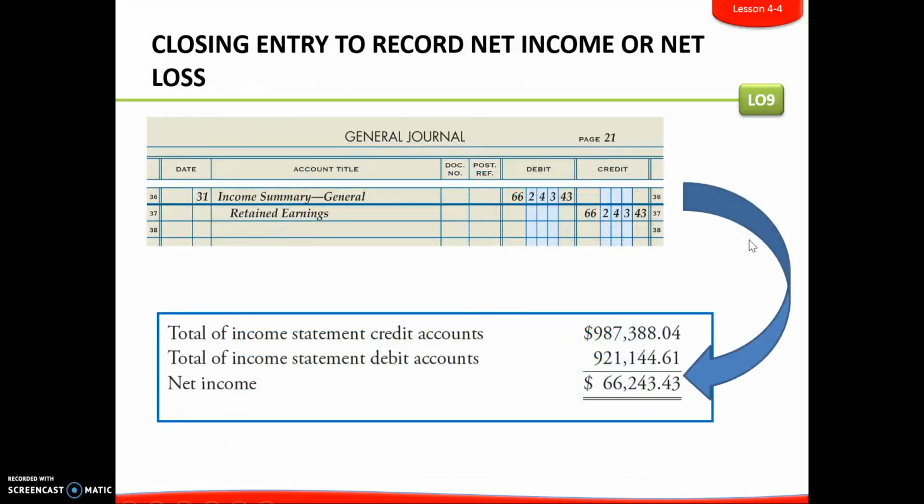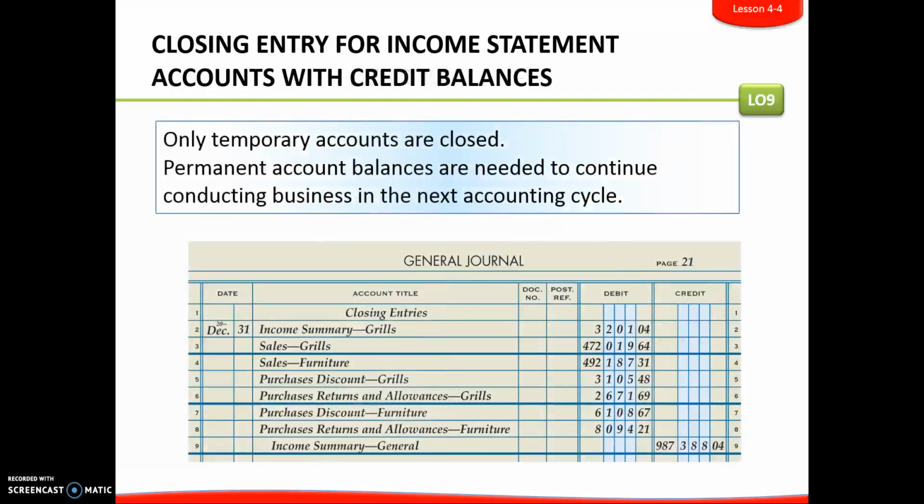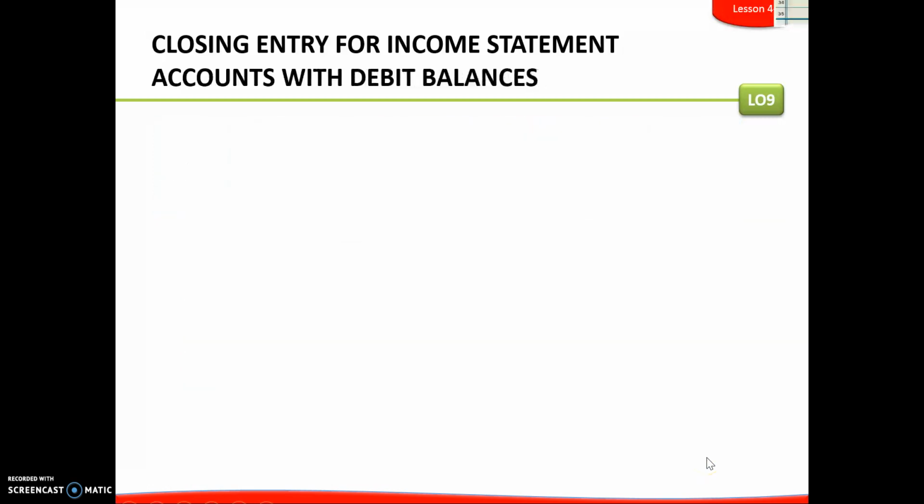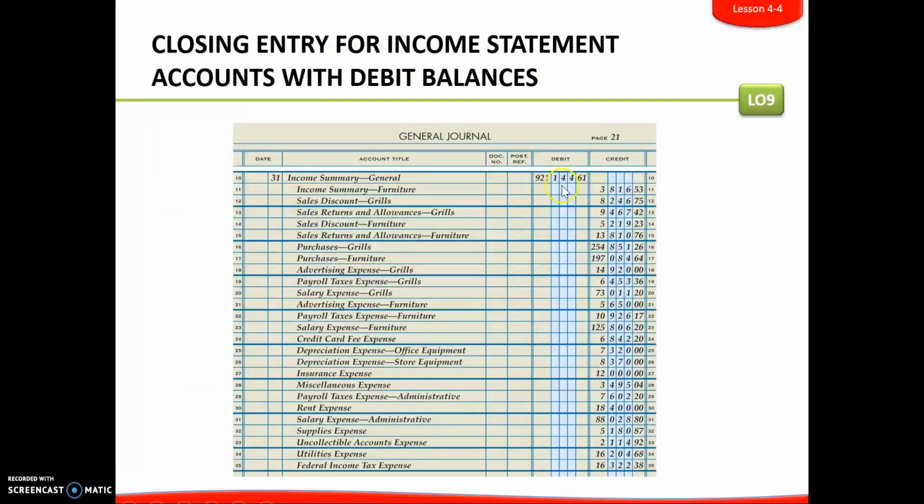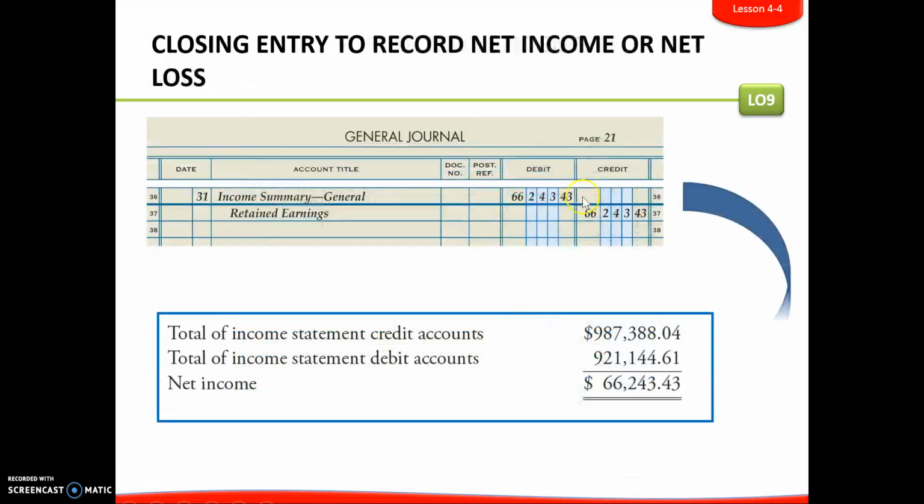So then that brings us to our retained earnings, whether we have a net income or a net loss. And that just goes back to where we look here. I'm going to flip backwards. Here is our credit amount for that in our income summary general. And then here is the income summary debit amount for the general. So those 2 numbers are what they're talking about right here.